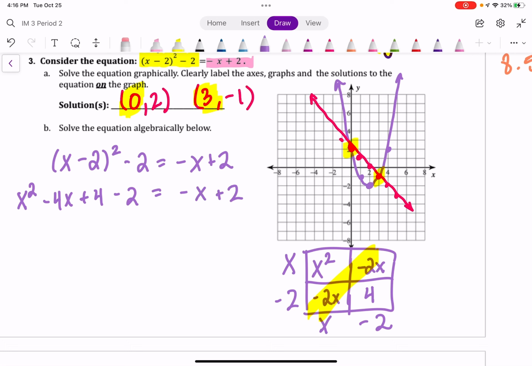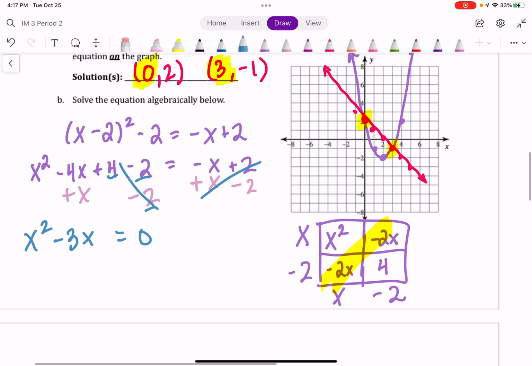Same as before, when we're solving a quadratic, we need that 0 on one side of our equals. So let's move that -x plus 2 over. We'll do plus x minus 2. So we have x squared minus 3x. We have 4 minus 2 minus 2. We're left with nothing there, right? A 0. So we get this equation.